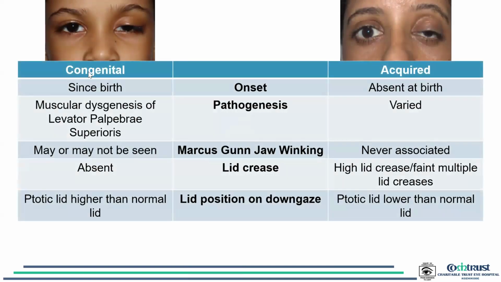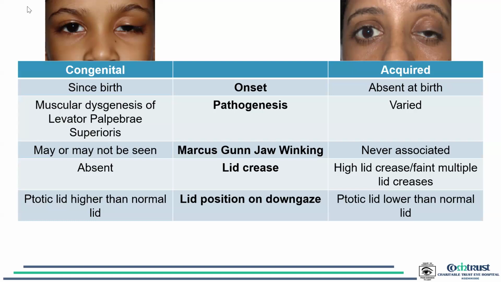So, a common question that is asked to most students during their viva is the difference between a congenital and an acquired ptosis. As you know by the term, it is present since birth, and the pathogenesis here is due to the muscular dysgenesis of the levator palpebrae superioris, because of which the muscle can neither contract nor elevate. So, this is most often associated with an absent lid crease. Lid crease may be present in cases where there is a Marcus-Gunn jaw winking. The presence of Marcus-Gunn jaw winking should indicate a congenital cause.